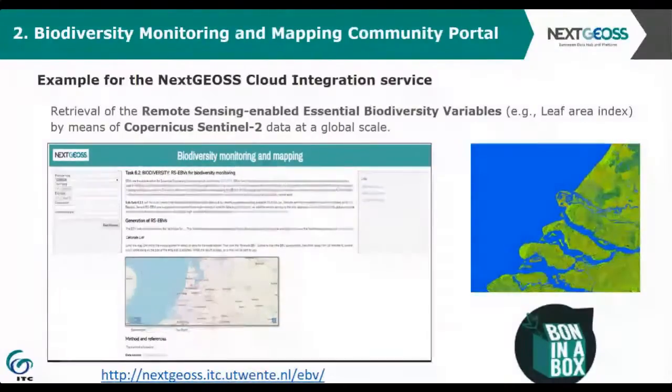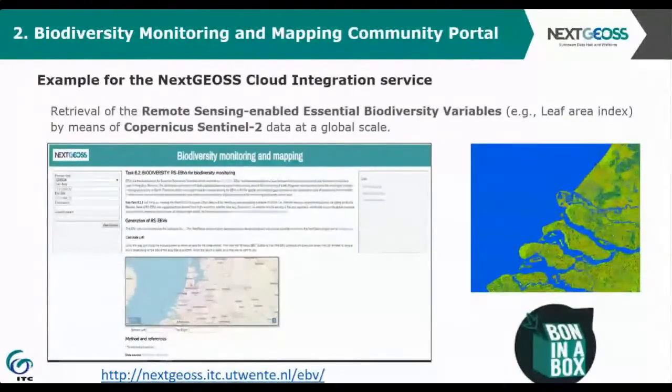If I briefly explain about Bon in a Box, it is specifically designed to directly serve the needs and interests of national governments who need proper observation data on biodiversity to further fulfill their domestic and international requirements effectively.